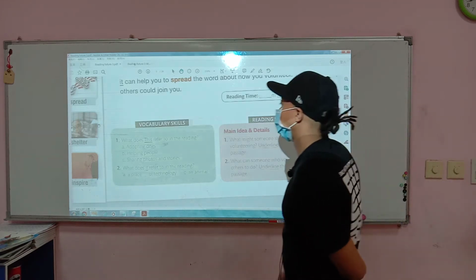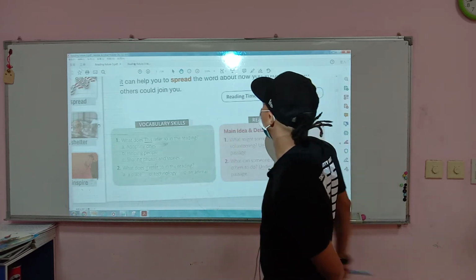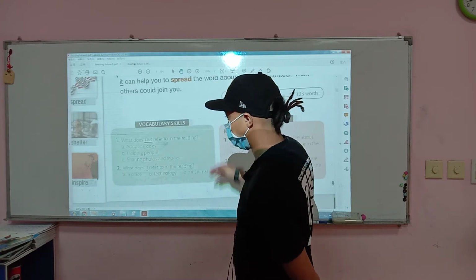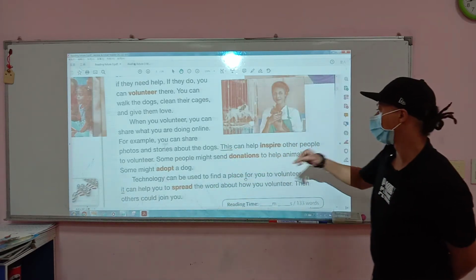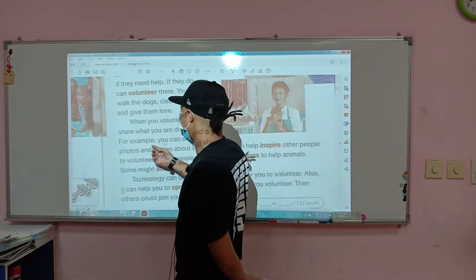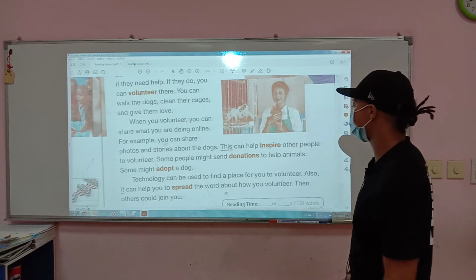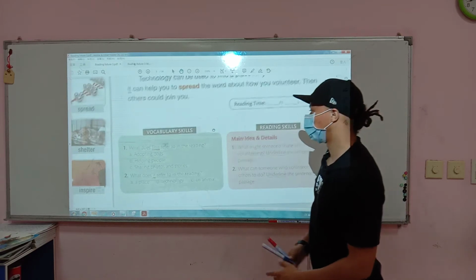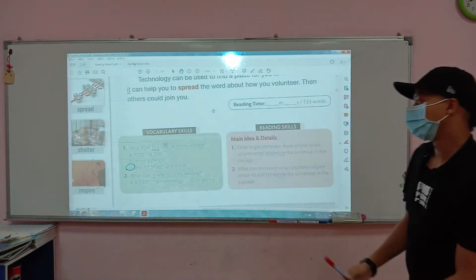Okay, the next one. What does this refer to in the reading? So the vocabulary skills. Let's find the word this quickly, please. This right here: this can help inspire other people to volunteer. So what is this? For example, you can share photos and stories about the dogs. This can inspire, so the photos and stories. Alright, let's see if we have photos and stories. Yeah, we do. So it's C, sharing the photos and stories.